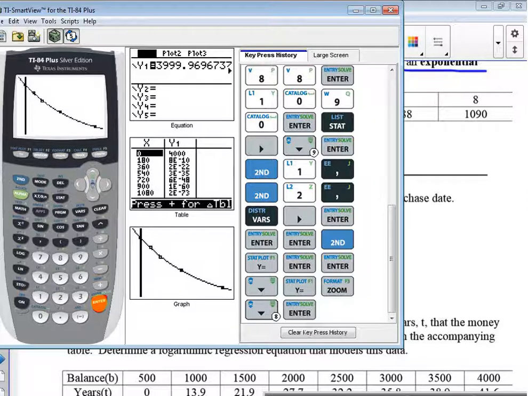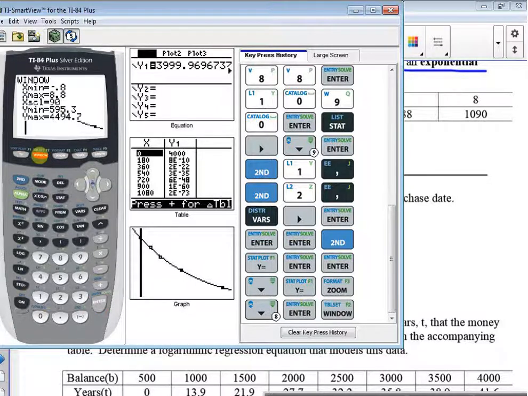So now we need to have that drawn in to predict the value of the car 10 years after its purchase. So 10 years after its purchase would be when x is equal to 10. Or would it be when x is equal to 9? Because actually, yeah, 10 years after. So we'll go with 10.